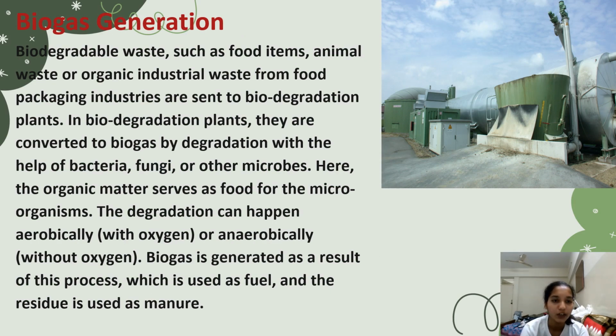Biogas generation. Biodegradable waste such as food items, animal waste, or organic industrial waste from food packing industries is sent to biodegradation plants. In biodegradation plants, it is converted to biogas by degradation with the help of bacteria, fungi, or other microbes. Here, the organic matter serves as food for microorganisms. The degradation can happen aerobically with oxygen or anaerobically without oxygen. Biogas is generated as a result of this process, which is used as a fuel, and the residue is used as manure.